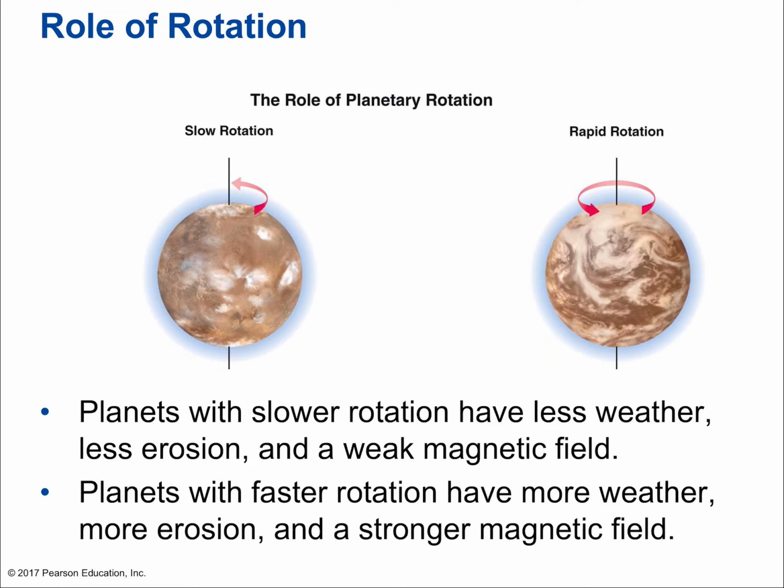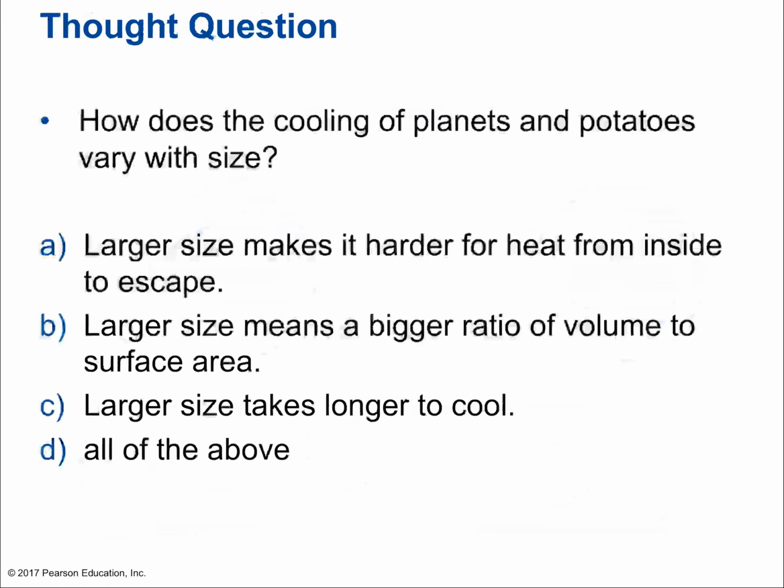Planets with slower rotation have less weather, less erosion, and a weak magnetic field. Remember, you need relatively fast rotation to maintain that magnetic field. So very slow rotating planets should have a very different feature than fast rotating planets like Earth. Planets with fast rotation have more weather, more erosion, and a stronger magnetic field. Neat.